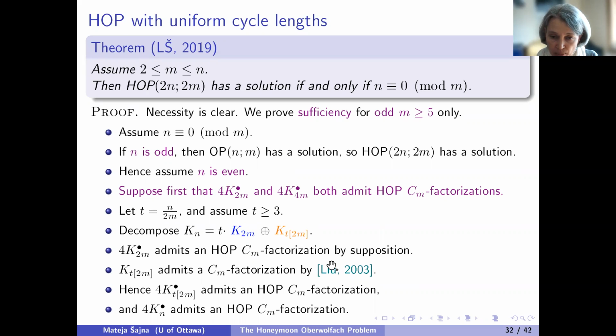Well, by a result by Liu that I think Andrea mentioned before, it admits a CM factorization because each part has size 2M. And so by our first lemma, in fact, the fourfold complete equipartite graph admits an HOPCM factorization, and we're done with this part as well. So what remains is to look at these two exceptional cases, the base case and the exception.